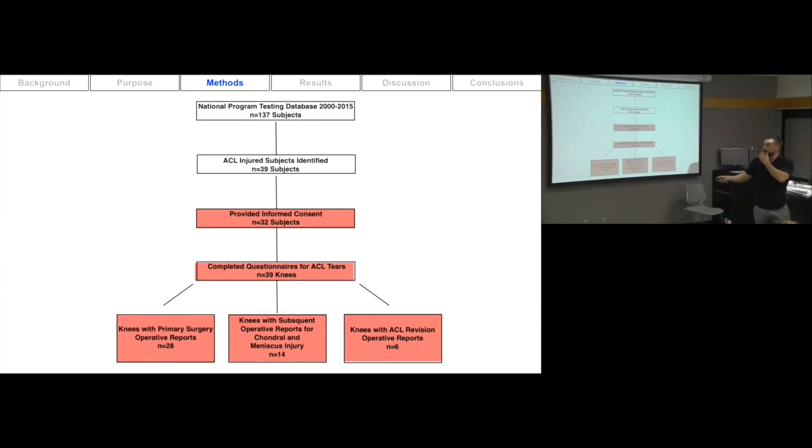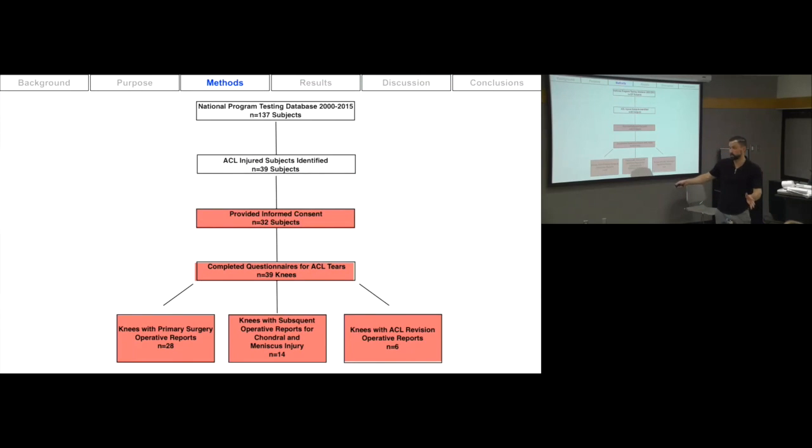They were contacted. 32 provided informed consent. They completed a questionnaire for a total of 39 knees. So there were 32 subjects, 7 who had bilateral ACL injuries. And then from there, we were able to obtain 28 knees that had primary surgery or primary ACL reconstruction operative reports. So at the time of that first ACL injury, we had 14 knees that had subsequent surgeries for meniscal tears or chondral lesions. And we had 6 operative reports for ACL revision.